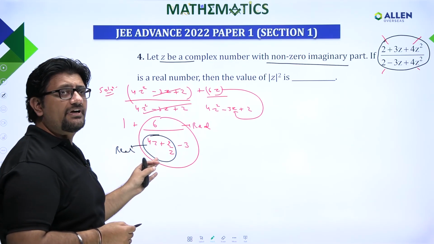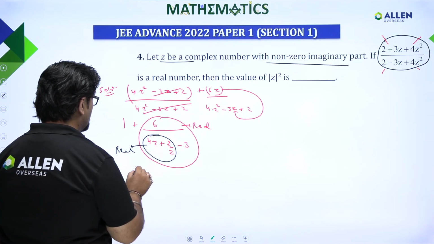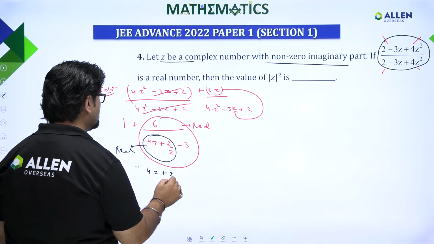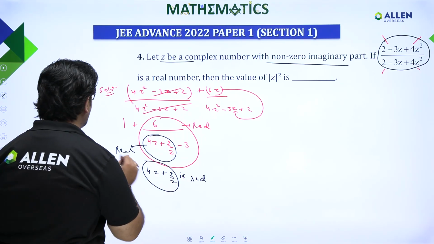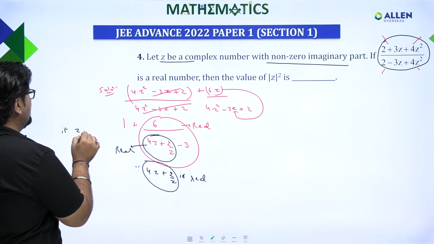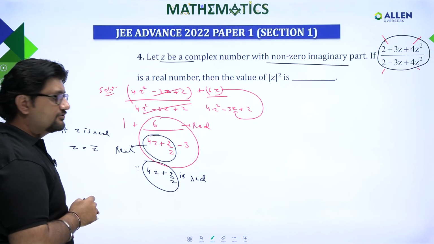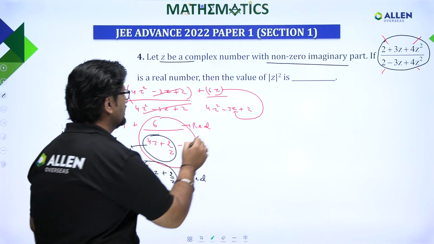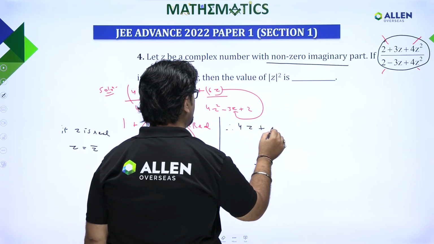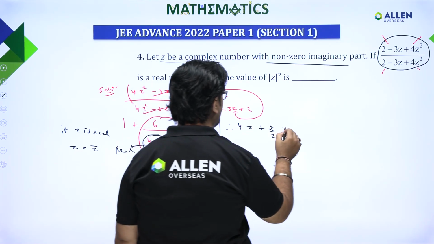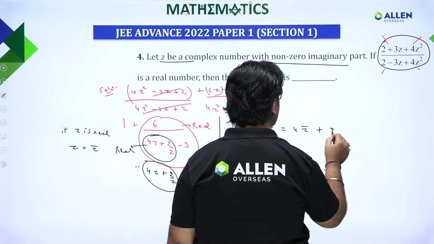So now what I am going to do here for you, if this is a real number, since 4z plus 2 by z is purely real, therefore, if z is real, then definitely z will be equal to z bar. So I am using this concept here as well. Therefore, I will be getting 4z plus 2 by z equals 4z bar plus 2 by z bar.